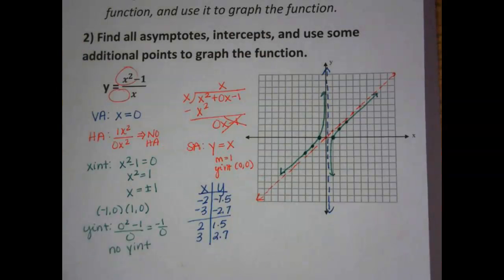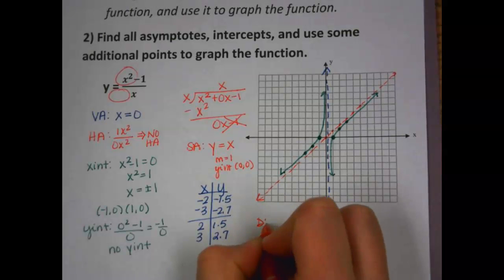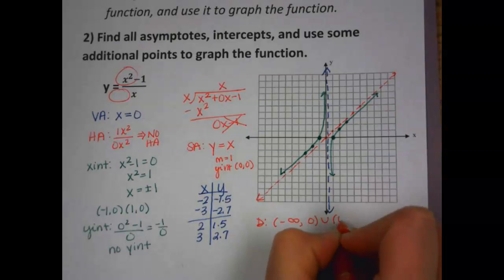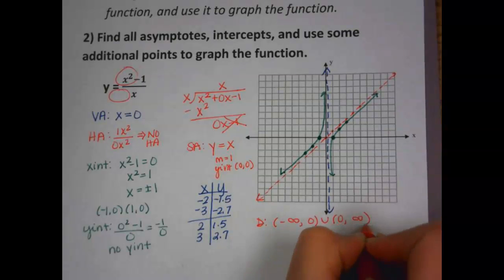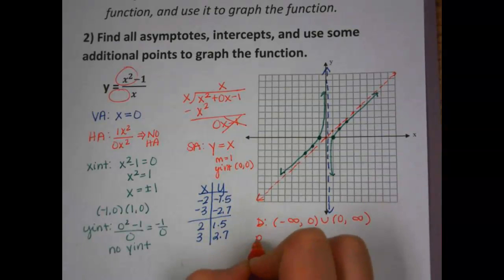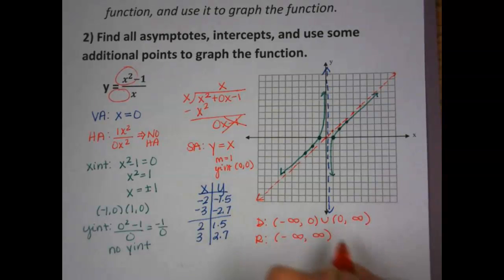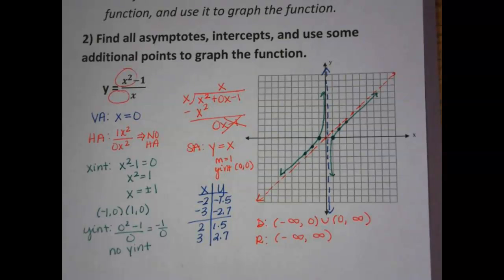Lastly, I'm going to do my domain and range. So I'd say negative infinity to 0. That's where my vertical asymptote is, and it doesn't cross that. But my range goes from negative infinity to infinity. There's no horizontal asymptote stopping it, and no breaks in the graph that stop it either.